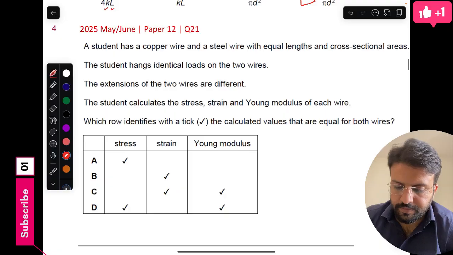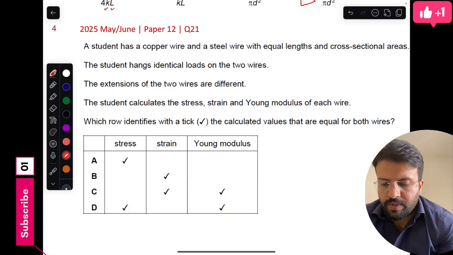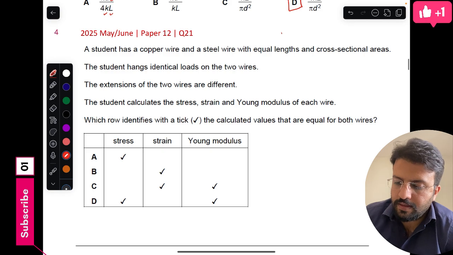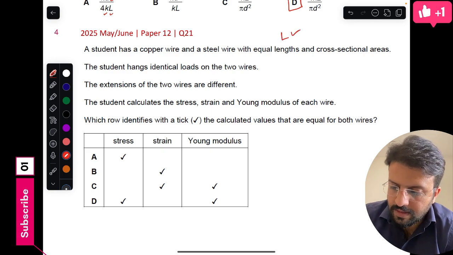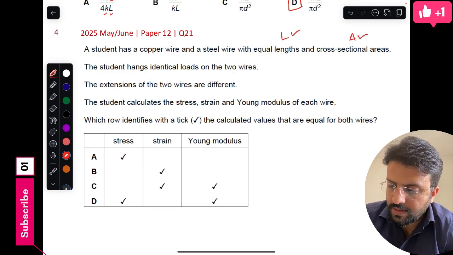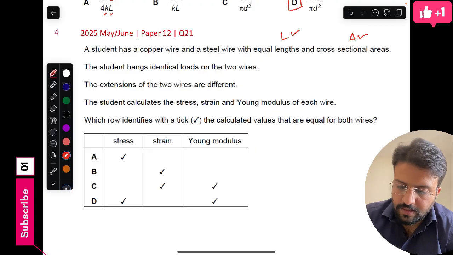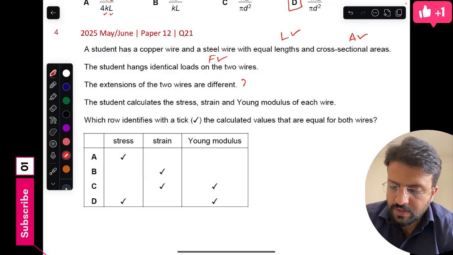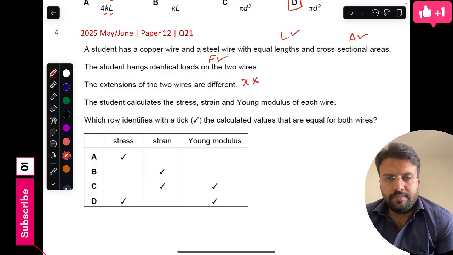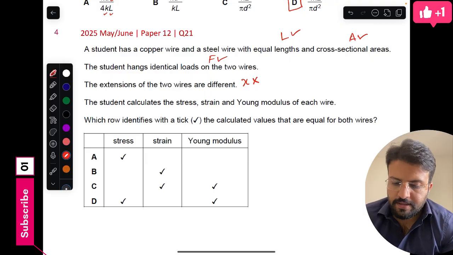Okay, so next question. A student has a copper wire and a steel wire with equal length and cross section. So lengths are the same, cross-sectional areas are the same. The student hangs identical loads, so forces are the same. The extension of the two wires is different, so X is not the same. X is different for both the wires.